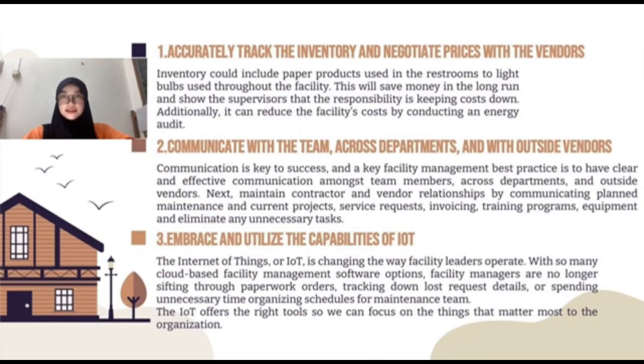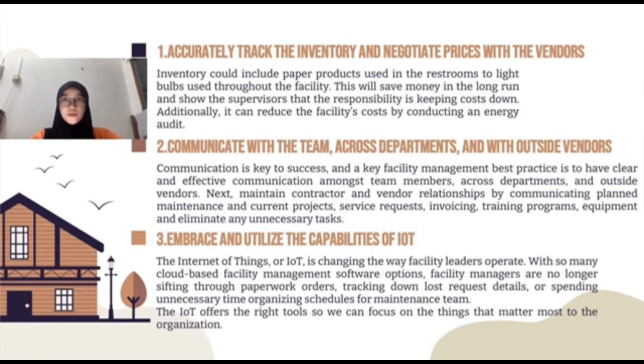For the first recommendation, accurately track the inventory and negotiate prices with the vendors. Inventory could include paper products used in the restroom to light bulbs used throughout the facility. This will save money in the long run and show the supervisor that the responsibility is keeping costs down. Additionally, it can reduce facility costs by conducting an energy audit.